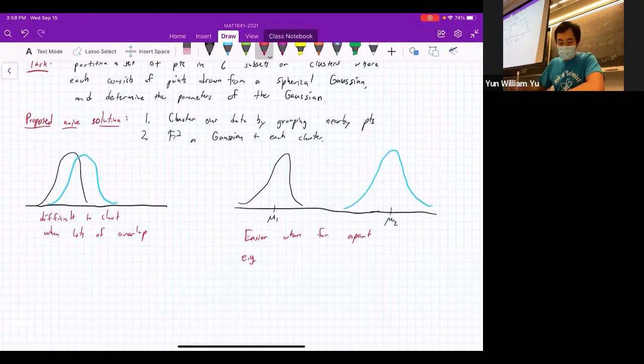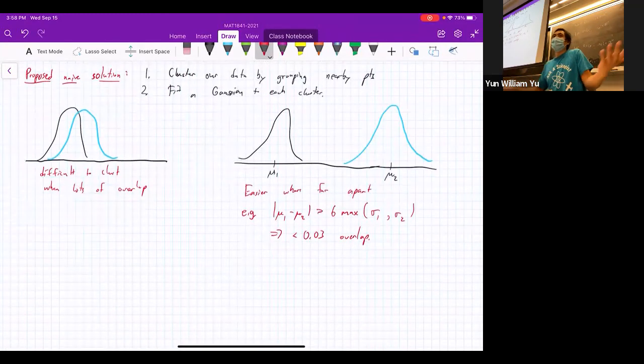For example, if the distance between mu1 and mu2 was at least 6 times the maximum of your two standard deviations, that implies there's less than 0.03 overlap. Now this is in one dimension, right? So in one dimension, you have to worry about them being far apart. But now what about in high dimensions? Well, in high dimensions, we know a couple of interesting facts about high dimensional Gaussians, right? One of which is that almost all the mass is concentrated in an annulus around the radius of the Gaussian.